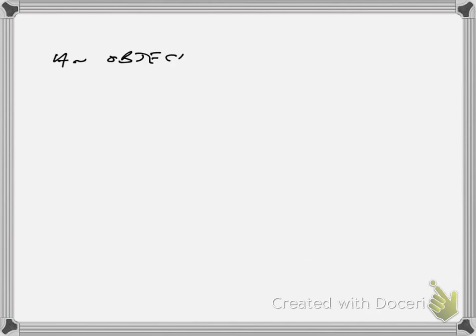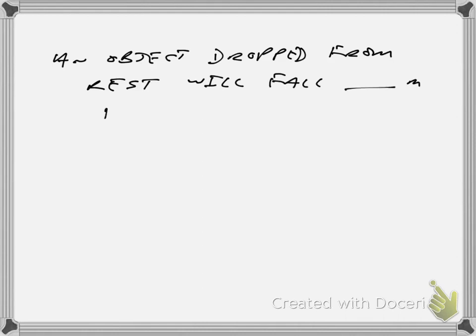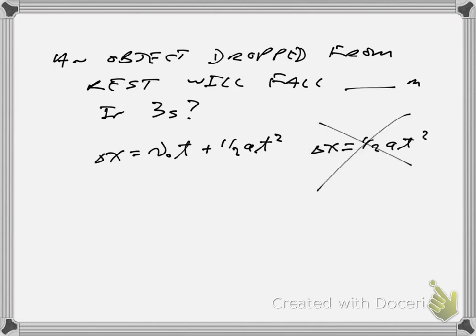So let's look at another example. Let's say that we drop an object from rest, and we want to know how far it's going to fall in the first 3 seconds. Well, once again, we know that the acceleration is going to be 10 meters per second squared, and we know that it's going to fall for 3 seconds, and so we can use delta x equals initial velocity times time plus 1/2 at squared. And notice here I've written out delta x equals 1/2 at squared and crossed it out.